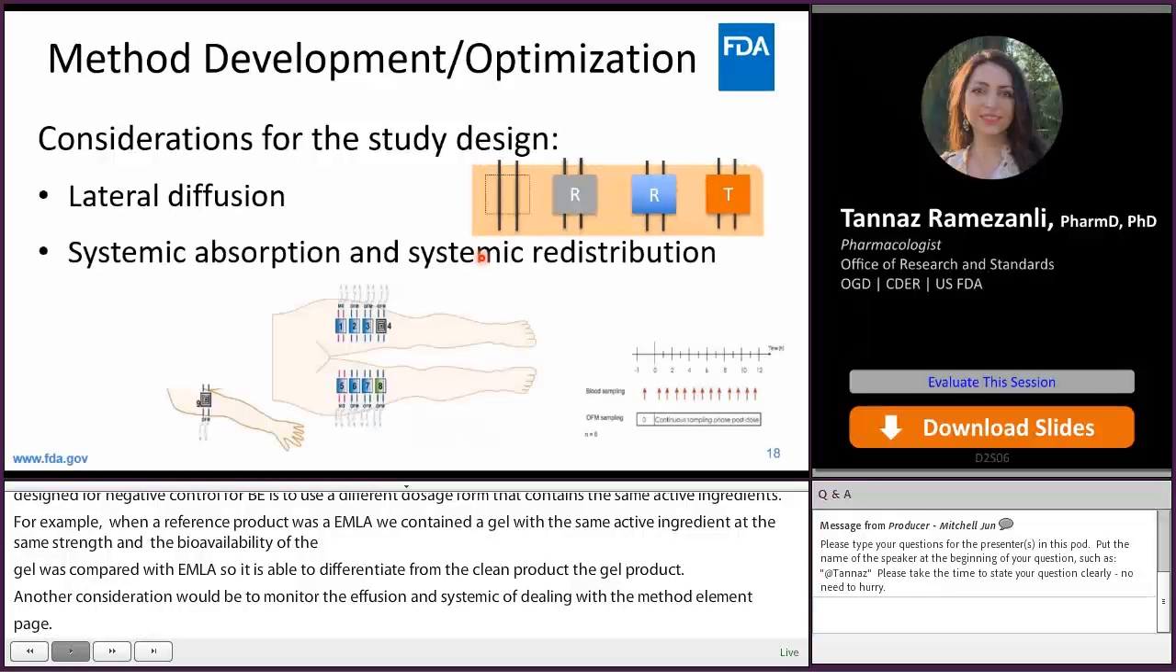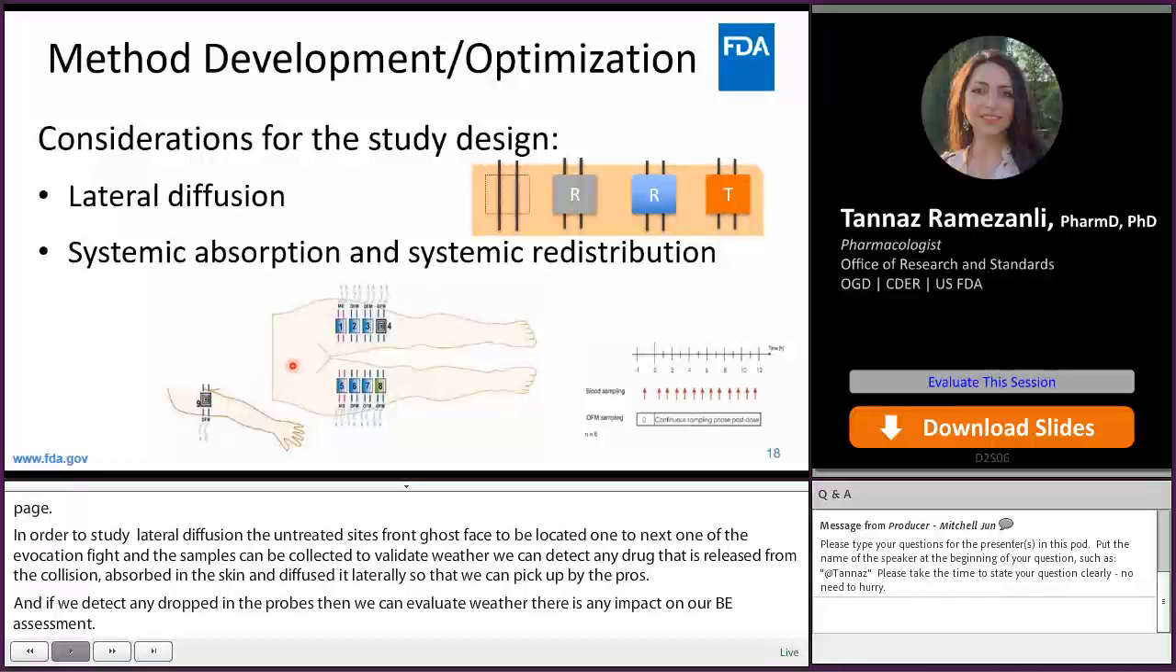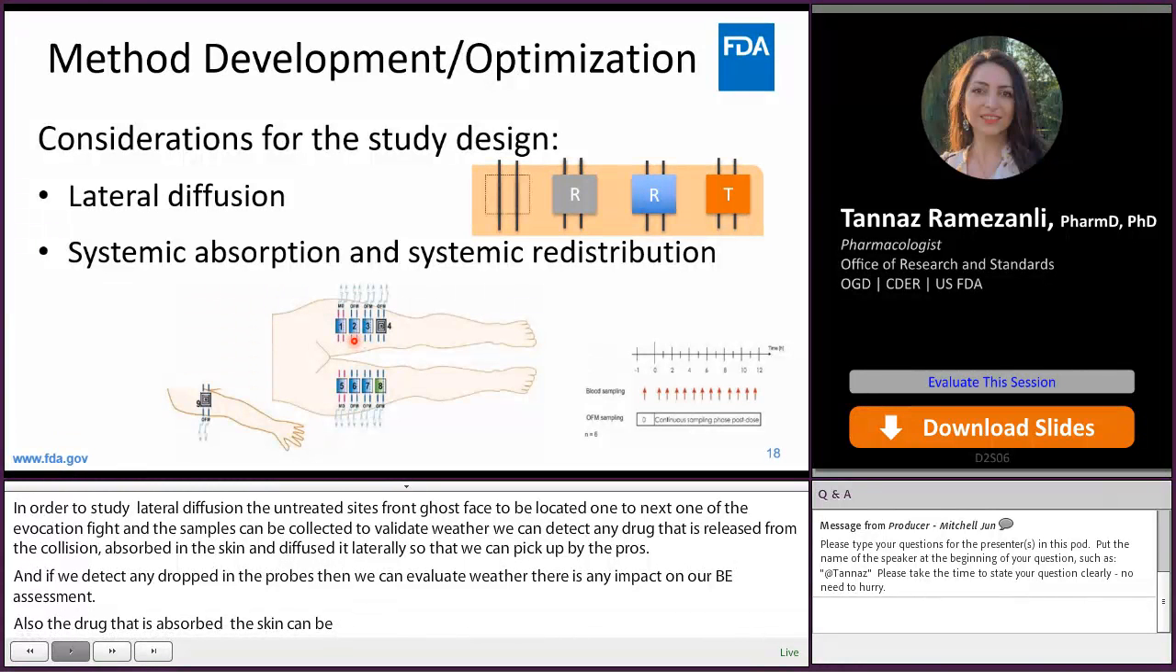And if we detect any drug in these probes, then we can evaluate whether there is any impact on our BE assessment. Also, the drug that is absorbed in the skin can be picked up by dermal capillaries and get into systemic circulation and flow back and redistribute back in the skin. So it may have a confounding effect on the concentrations that we are measuring using these DOFM or DMD probes underneath the application site.